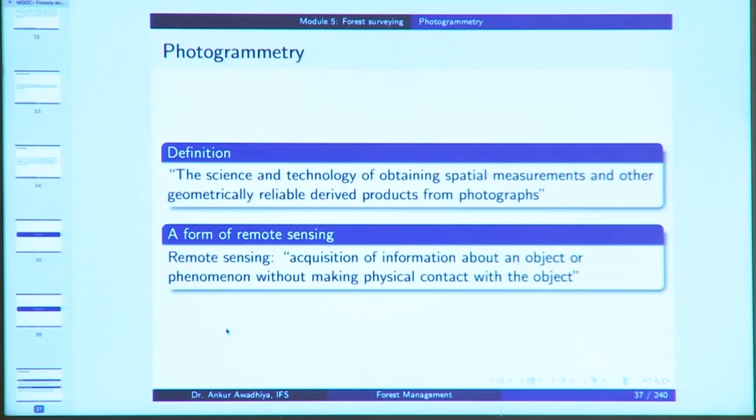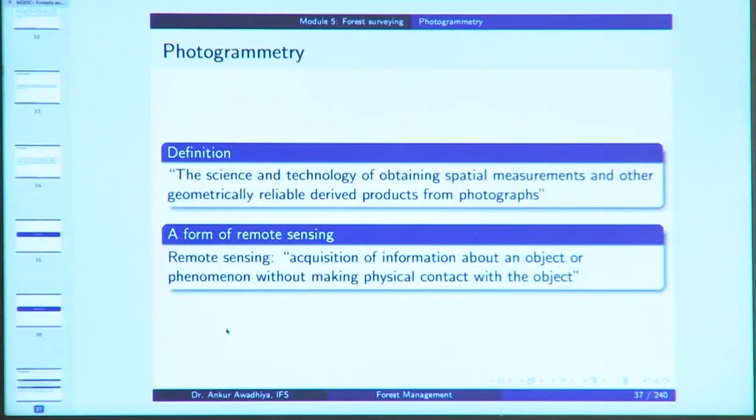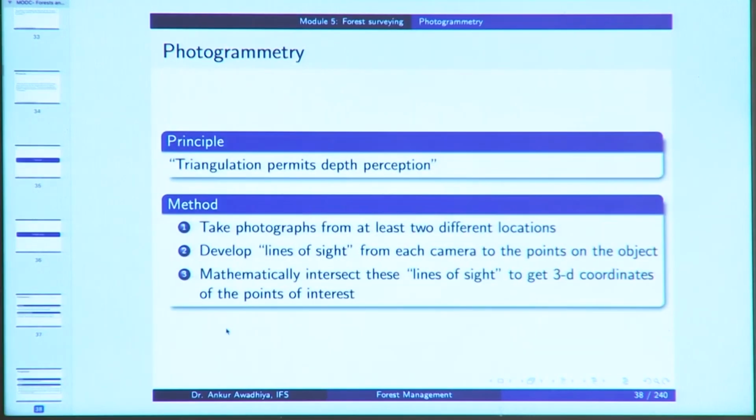Photogrammetry is the science and technology of obtaining spatial measurements and other geometrically reliable derived products from photographs. So, you are obtaining spatial measurements and other geometrically reliable derived products. In this case, we are doing some sort of a survey that is being done using photographs, and this survey is being done in such a manner that you are able to measure things out. It is a form of remote sensing, defined as the acquisition of information about an object or phenomenon without making a physical contact with the object.